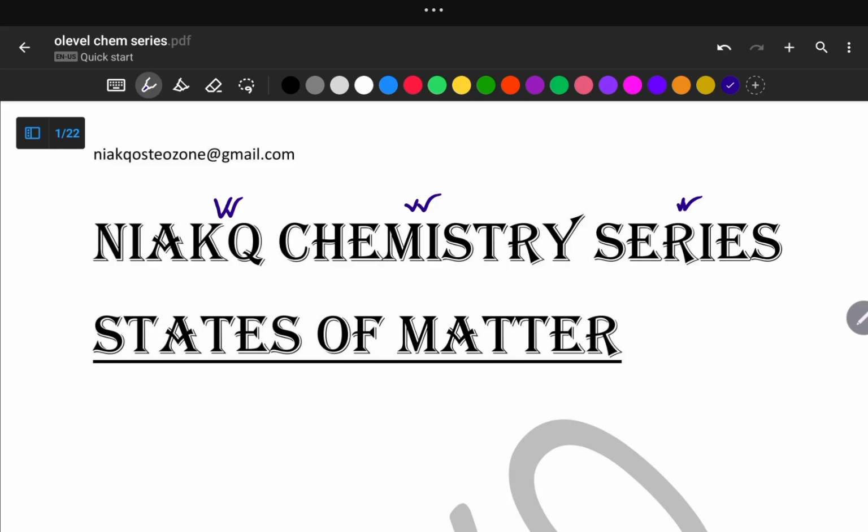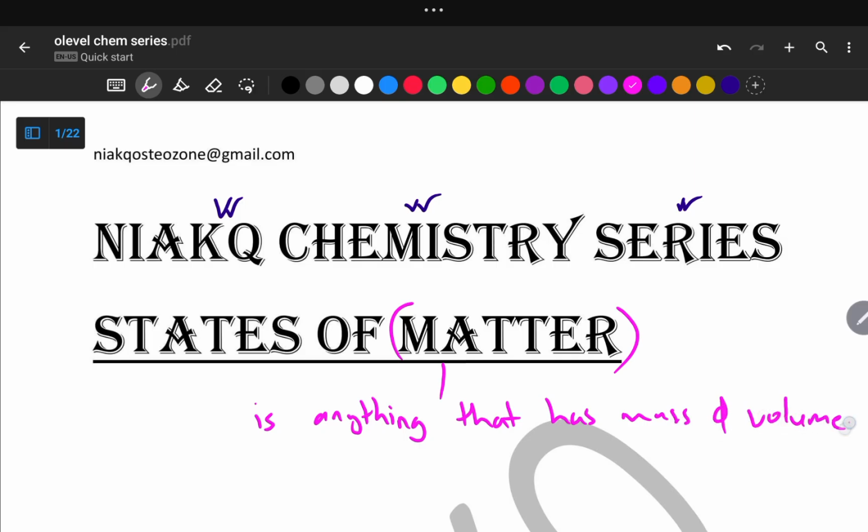So we are starting with this first topic, states of matter. First you need to understand what is meant by the term matter. Matter is defined as anything that has mass and volume. So this is the simplest definition of matter.